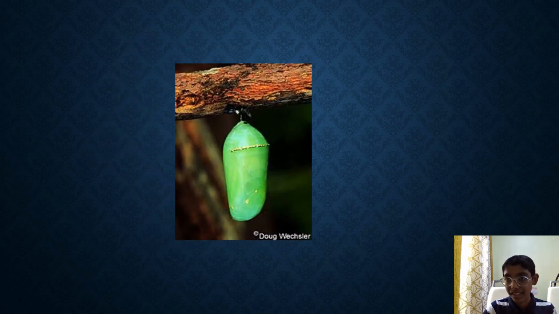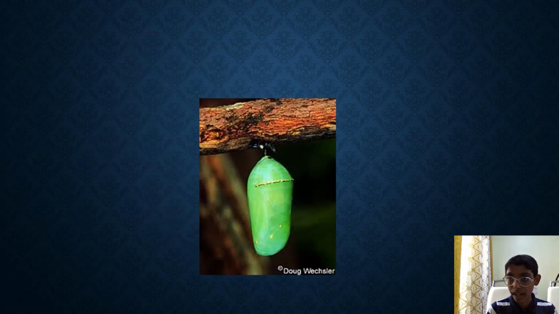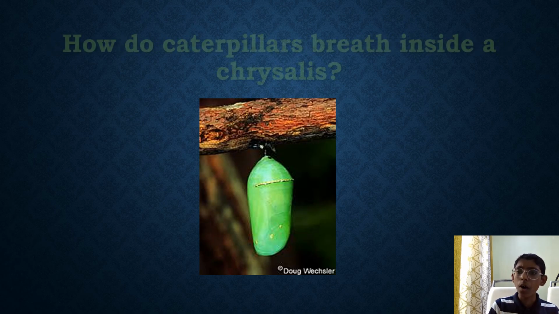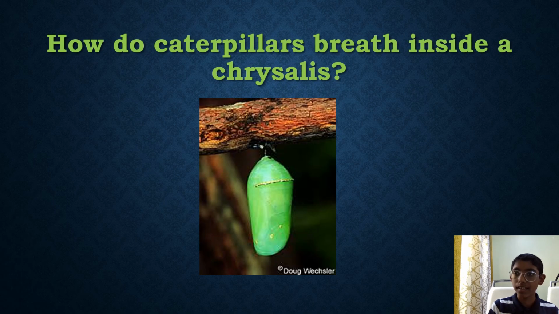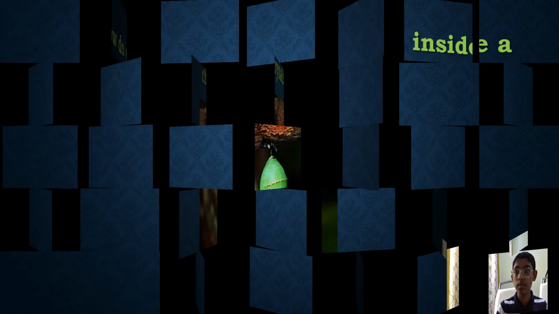Now, most of us know that when a caterpillar is about to undergo metamorphosis, that is, it is about to transform into an adult butterfly, it encloses itself into a kind of temporary housing structure they make known as a chrysalis. But this is where a question arises. Like all animals, caterpillars need to breathe. But if this chrysalis is an enclosed space, the question is, how do caterpillars breathe inside a chrysalis? And I'm going to be answering that question today.